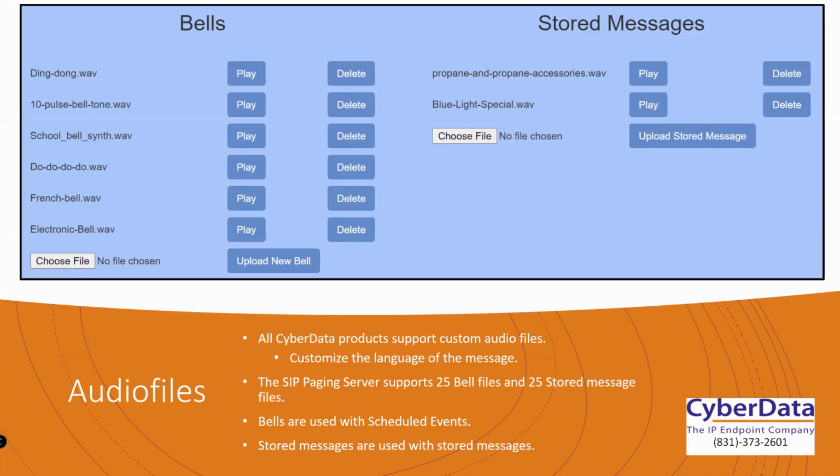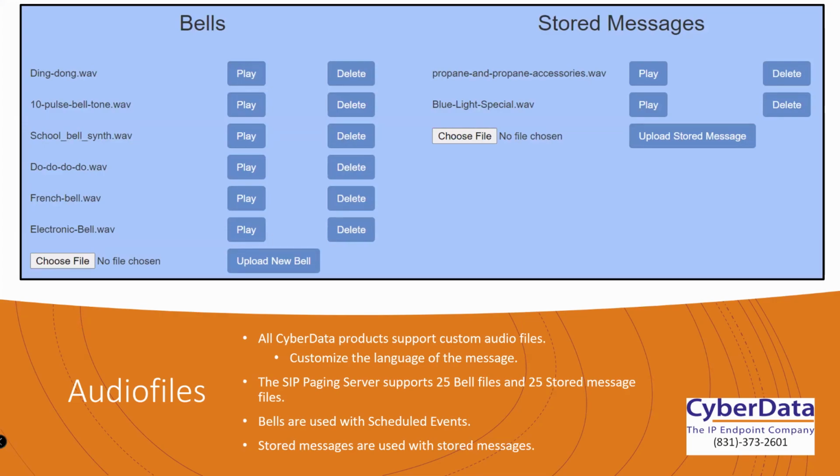But before we get to that, let's talk a little bit more about the audio files that the paging server needs to use. Again, like I was mentioning, you have to actually upload an audio file to the paging server so that you can create a bell. This is done on the audio files tab of the web interface. These two sections, bells and stored messages, are at the bottom of the audio files page.